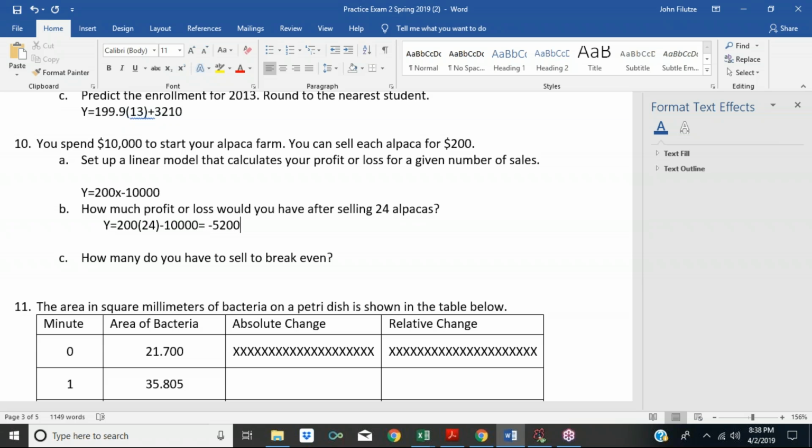Thank you, Megan. Negative $5,200. So you have a loss of $5,200. And it says, how many do you have to sell to break even? We want to know, when does 200x equal that $10,000? When will the y be 0? That's what we're really asked. So 10,000 divided by 200, it's probably 500? 50 probably, I don't know. 50, yeah. 50 alpacas.